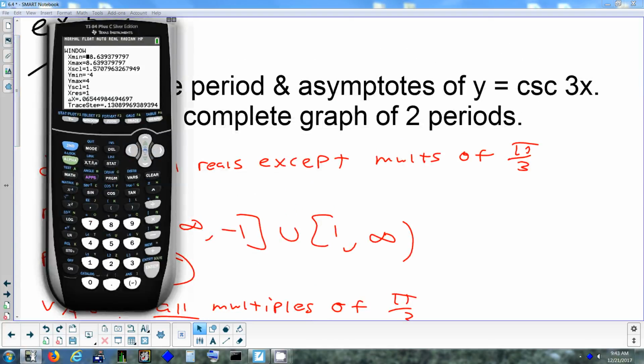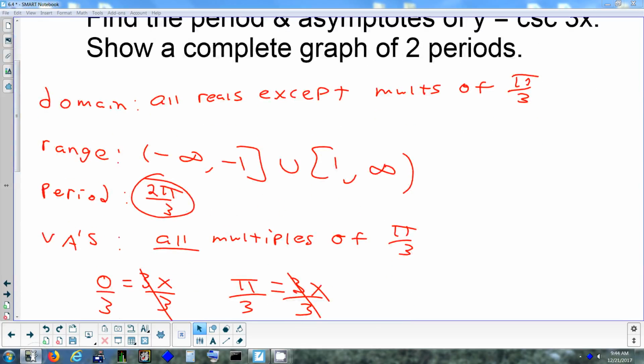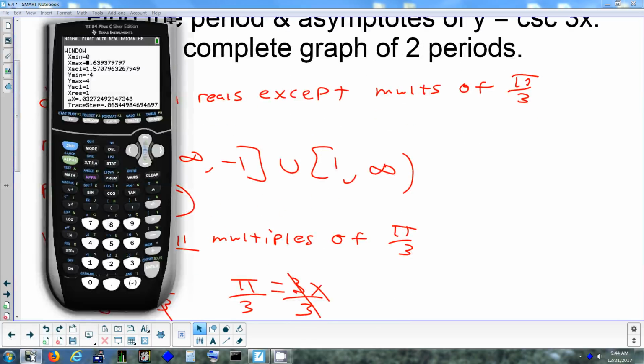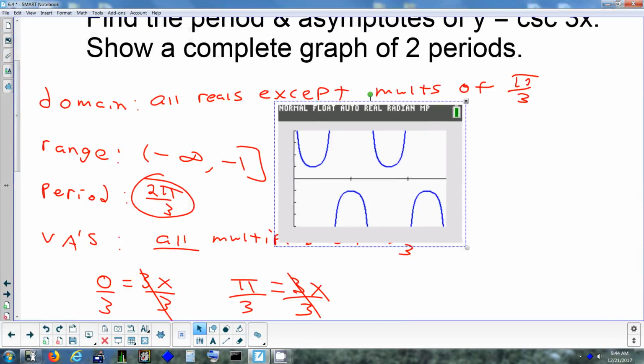All right, so now window, I'm going to go 0, and 2 cycles would be 4 pi over 3. And that looks good. The way we did it, we didn't cut anything off. It's exactly 2 cycles, very, very nicely laid out. Okay, any questions on that?